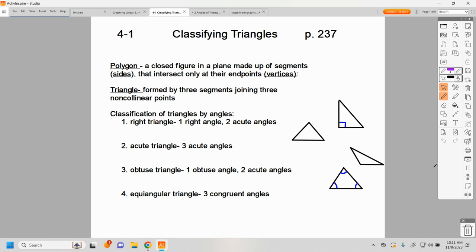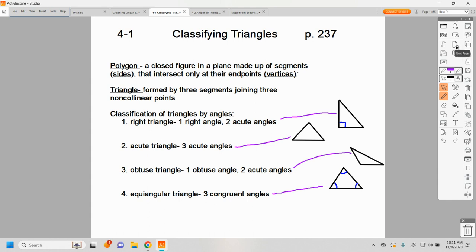And then equiangular, all 3 angles are the same, meaning all 3 angles are 60 degrees. You can sort of see where I attempted to draw them near each other. But so guys, that is classification by angles. Yes, an equiangular is a more specific type of acute, because all 3 are 60, all 3 are acute angles, but I'm not going to ask you that. All right, now classifying them by sides.